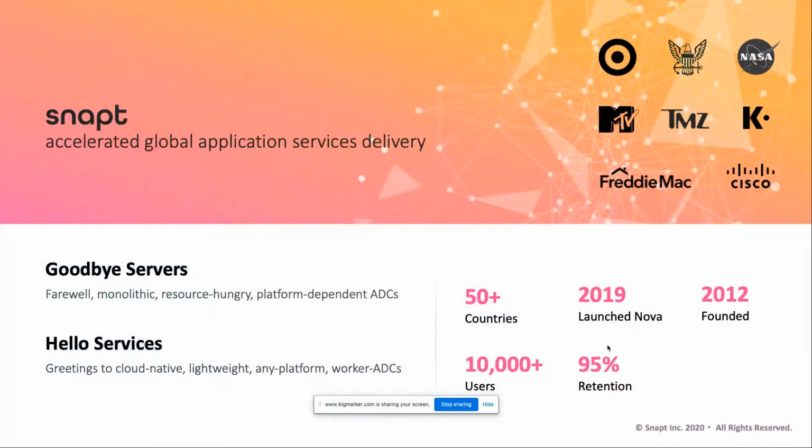So introducing Snapt and who we are and what we do. Snapt was founded back in 2012. In 2019, we announced our Nova product. And really, the mission we had was to accelerate that global delivery of application services. The fundamental understanding that the data that users can reside everywhere, in any continent, any country, and therefore the application must also be that widely dispersed and geographically available.